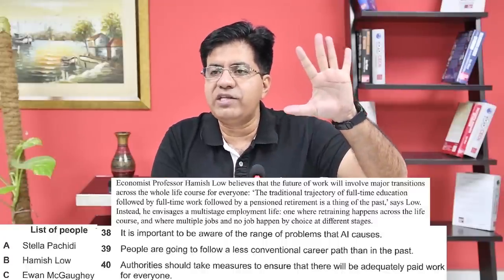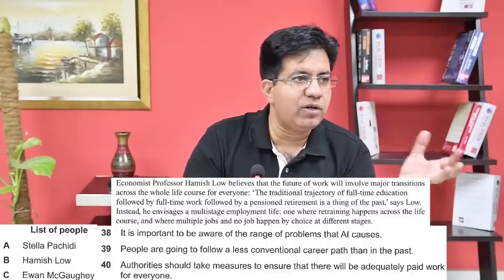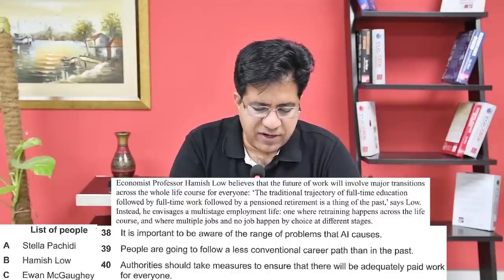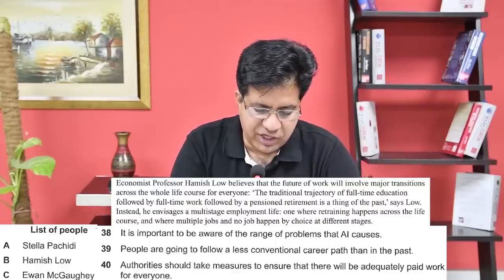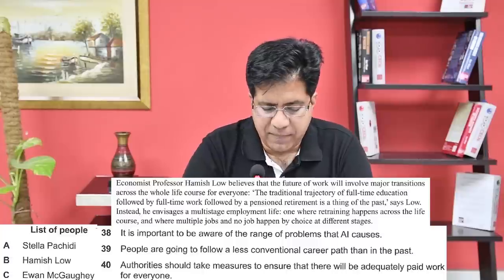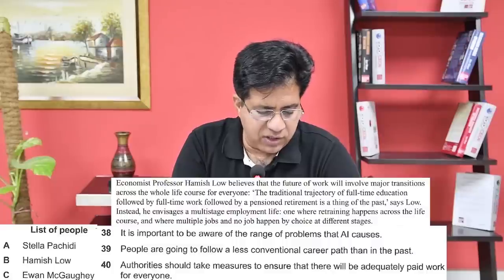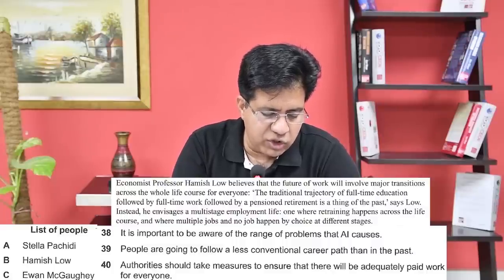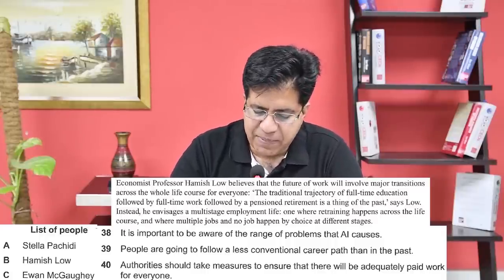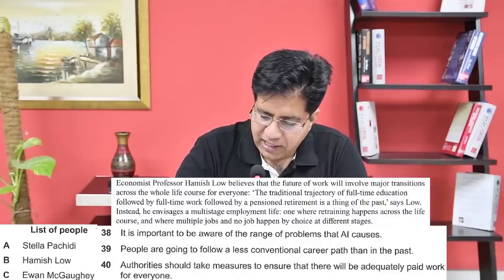Exactly. Listen, what is conventional career? Education, job, retirement. So what is less conventional? He said here very clearly, the traditional trajectory of full-time education followed by full-time work, this is the traditional thing, says Lowe. Instead, this is the new thing: he envisages a multi-stage employment life, where retraining happens across the life course and where multiple jobs and no job happen by choice at different stages. Multiple jobs and no jobs. So that is 39. People are going to follow less conventional career paths than in the past. So for 39, the correct answer is B.